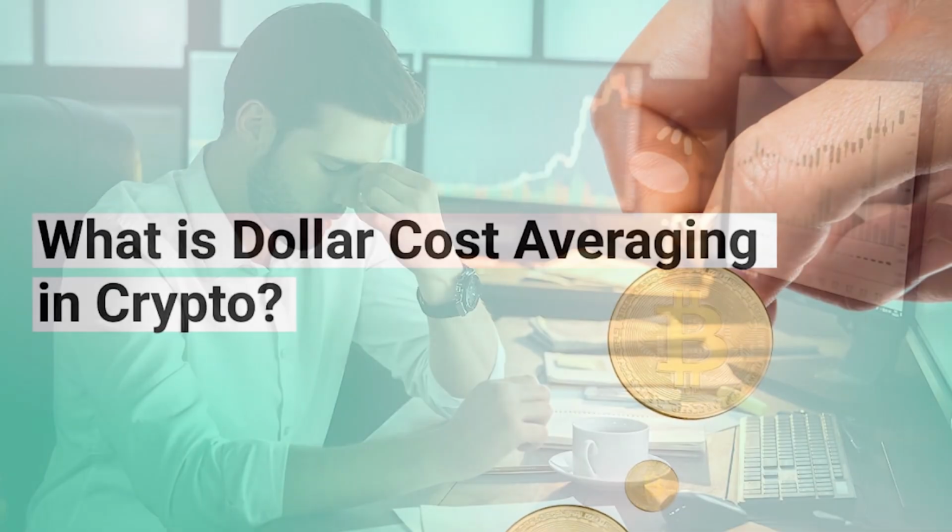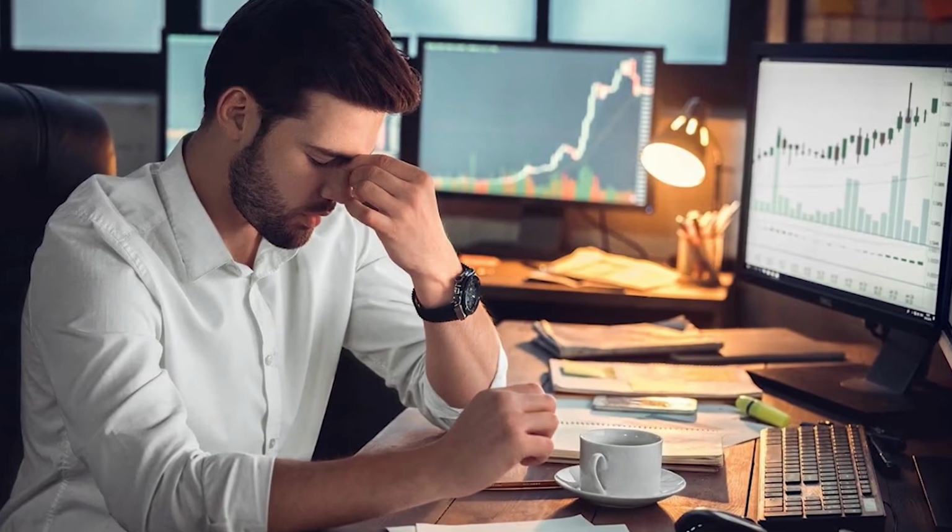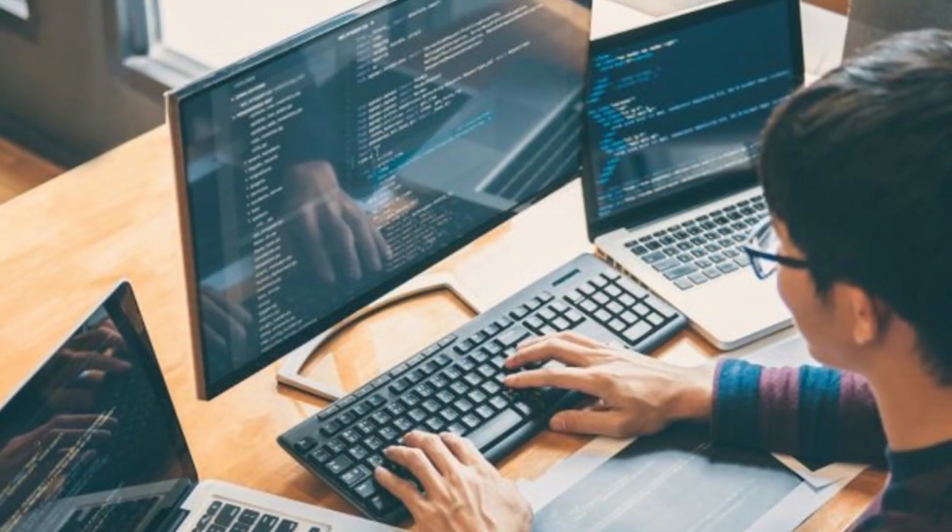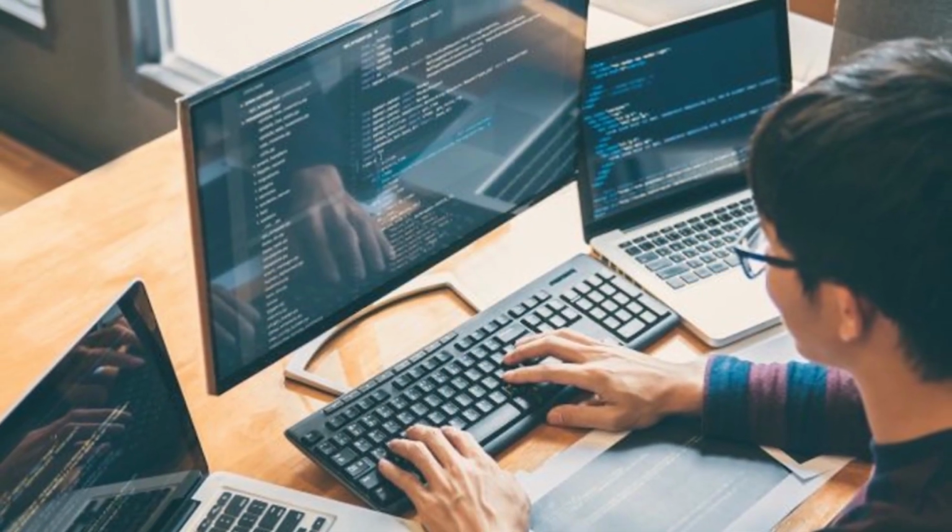A third mistake is stopping your DCA during a downturn. Ironically, downturns are when you get the most value for your money, but fear often makes people pull back. And lastly, don't ignore the fundamentals. DCA into assets that have long-term potential, not into coins you hope will skyrocket overnight.